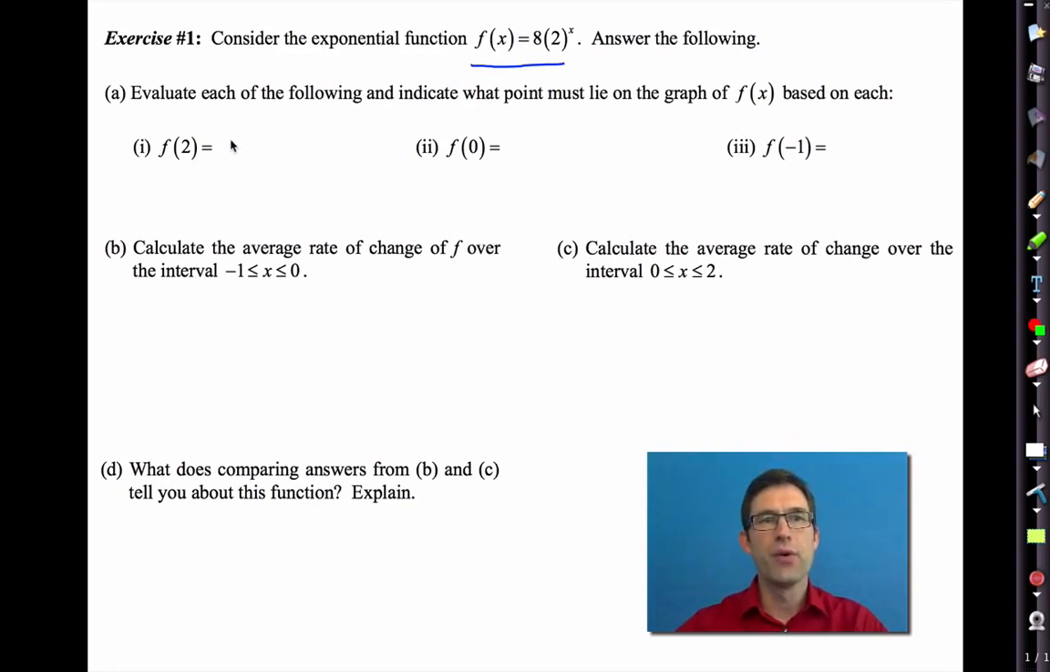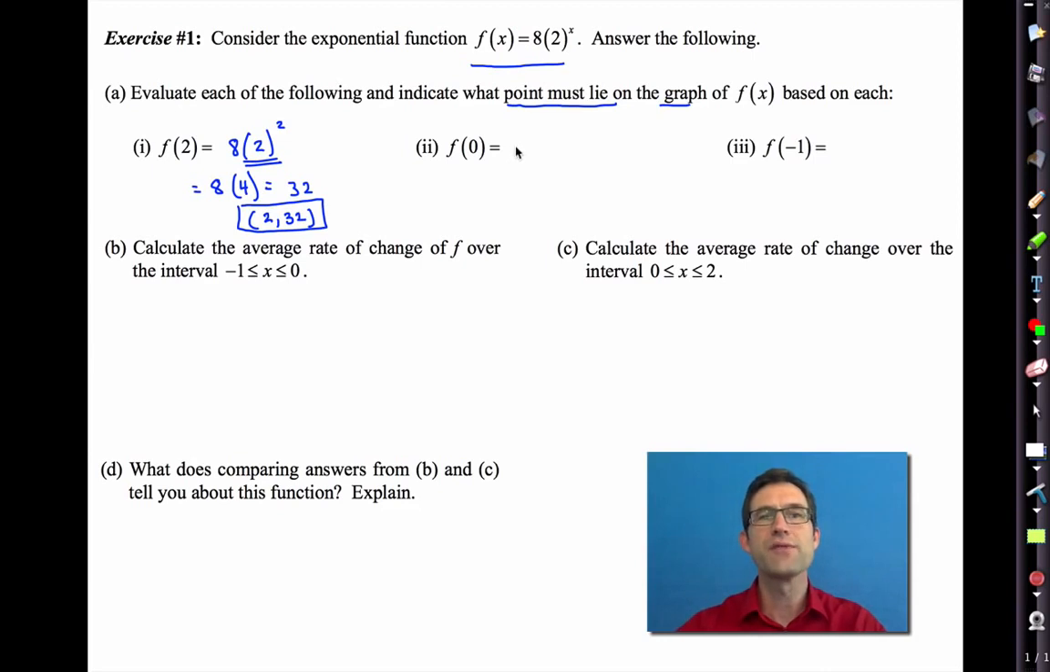So, a little bit of review on function notation. f of 2 is 8 times 2 to the second. Order of operations dictates that we do that exponent first. 2 to the second will be 4. And then 8 times 4 is 32. We also need to come up with the point that must lie on the graph of f of x based on each. That's simple enough. When the input is 2, the output is 32.